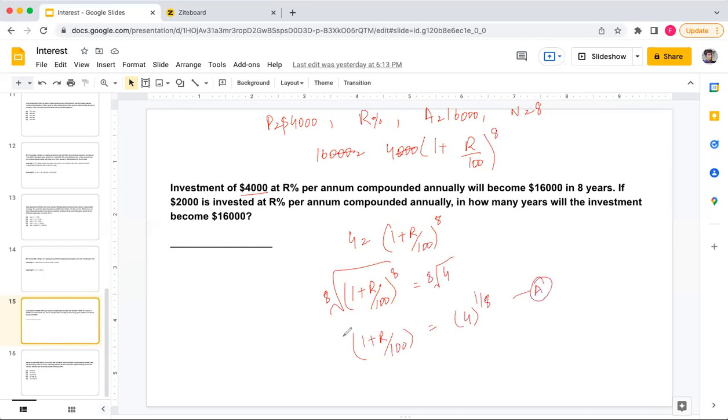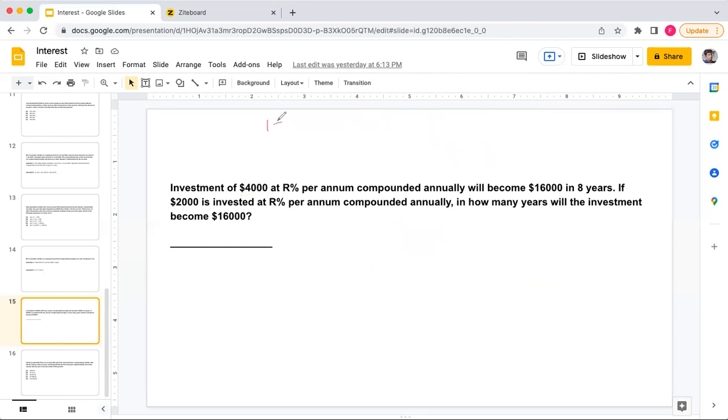So for the time being, just remember this thing. Okay, so better write this above: 1 plus r by 100 is equal to 4 power 1 by 8.